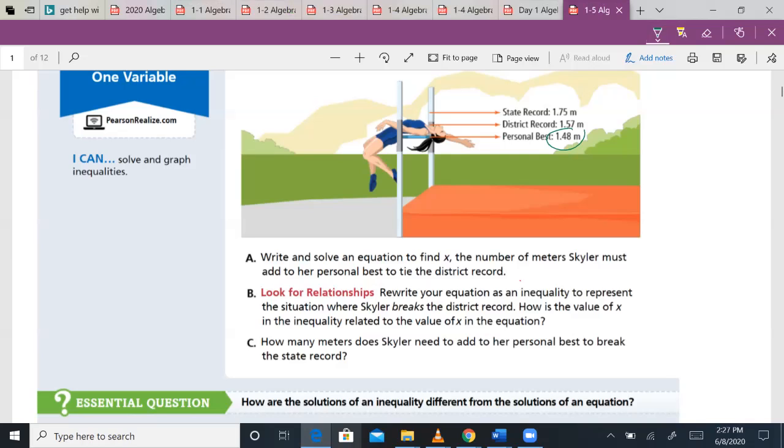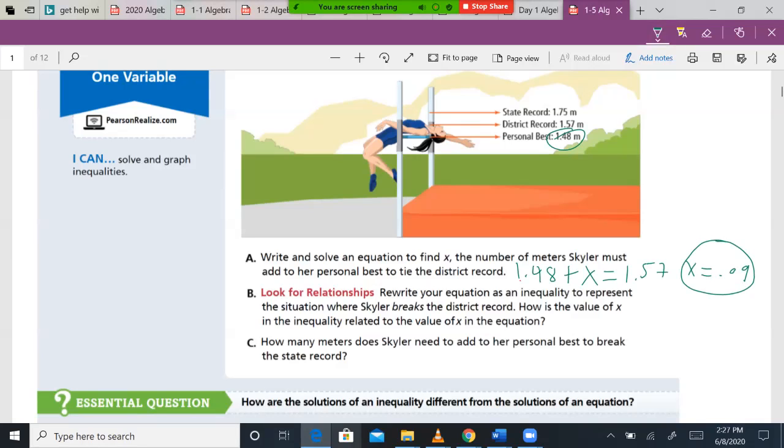Her personal best right there, 1.48, okay? We want to add x amount of meters to reach the district record, which is 1.57. And our goal is still to get x by itself. When I subtract 1.48 from both sides, it's 0.09, voila.